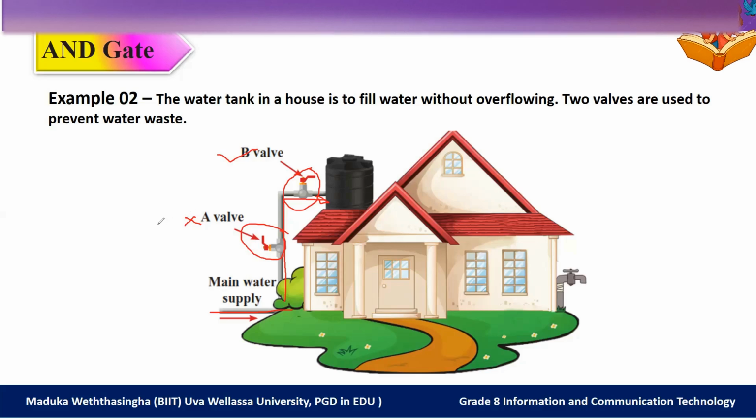I'll open valve A, but I'll close valve B. What happened? Does the water flow through the pipe? No, teacher. Next, I'll close both valve A and valve B. Then, no, the water doesn't flow. Then, last situation, if I open valve A and valve B, then water flows through this pipe and it fills the tank.